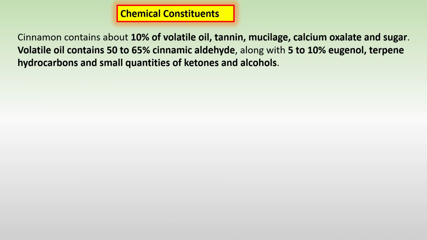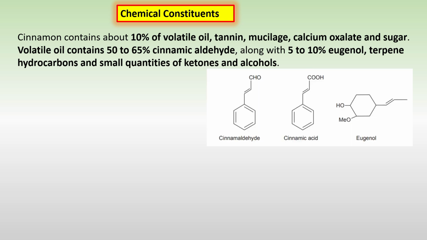Chemical constituents: cinnamon consists of 10% of volatile oil, tannins, mucilage, calcium oxalate, and sugar. The volatile oil consists of 50 to 65% of cinnamic aldehyde, along with 5 to 10% of eugenol, terpene hydrocarbons, and small quantities of ketones and alcohols. You can see the structure: cinnamaldehyde, CHO, cinnamic acid, and eugenol.